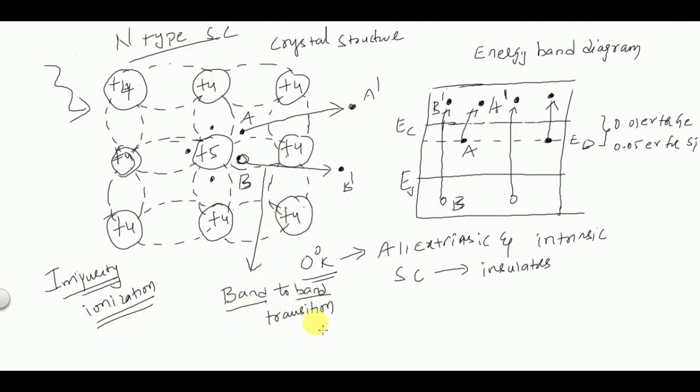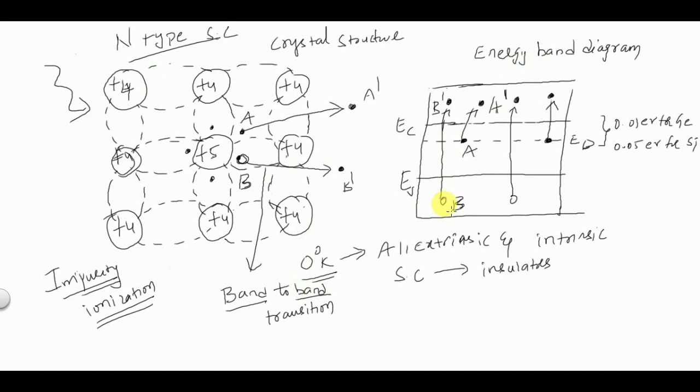This band to band transition is common in both intrinsic and extrinsic semiconductors, and impurity ionization only occurs in the case of extrinsic semiconductors. So these two processes are mainly causing the current conduction in the case of N-type semiconductor. These two processes can be observed in the energy band diagram also.